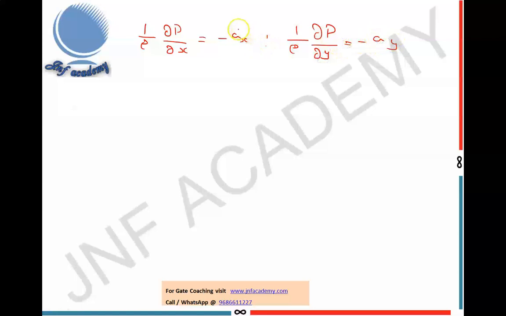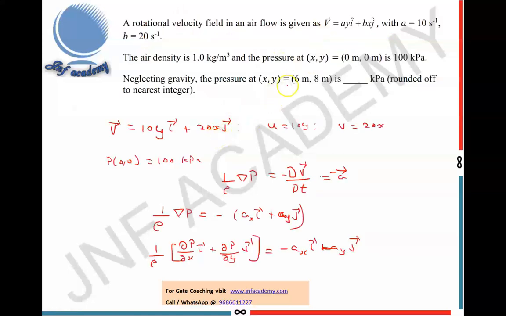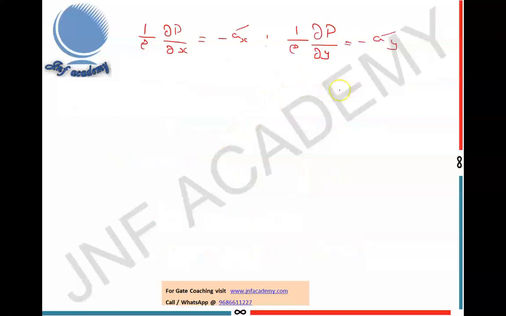So now you have to find the acceleration along x direction and the acceleration along y direction, and substitute it here. Then you integrate, and you will get p as a function of x and y, p as a function of your flow field. Then you substitute the value of x and y in that function, and you'll get the pressure. So for that, we all know what ax is.